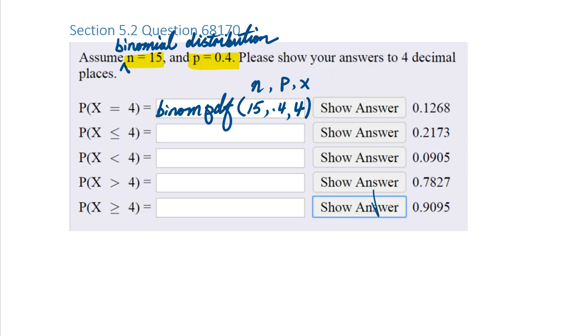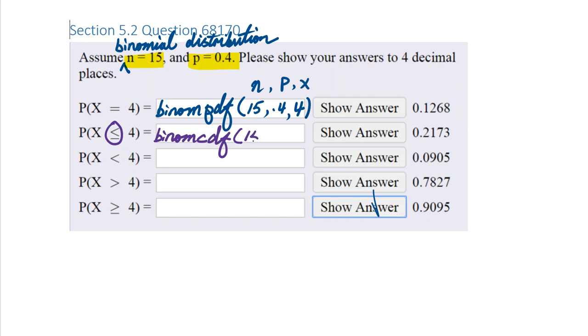When we have inequality, we will use CDF. The easiest inequality we could calculate is less than or equal to. We need to have that equal sign. In this case, we could use binomcdf directly. And the syntax, once again, is n, p, x.